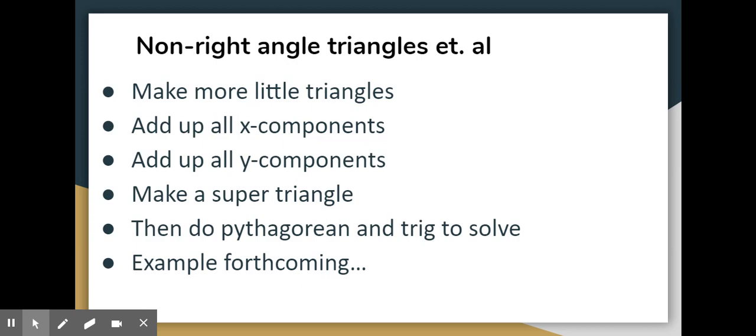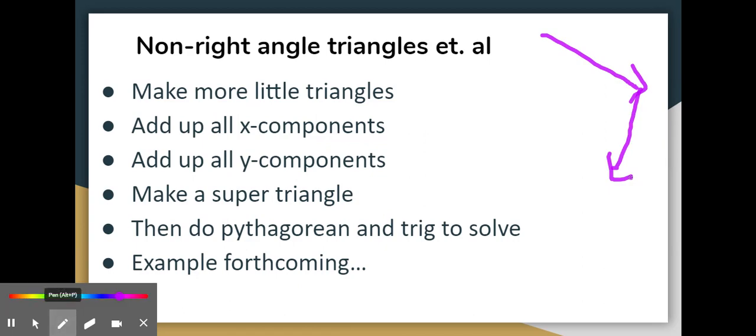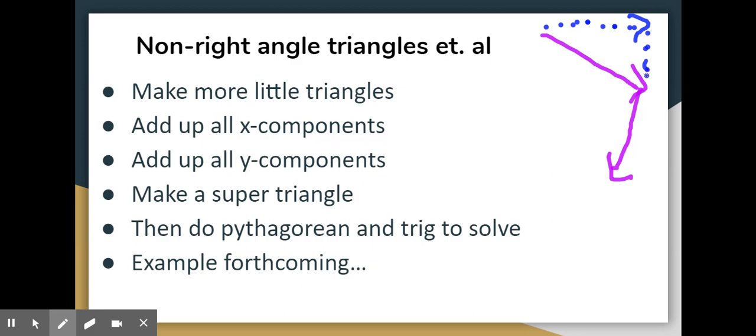Okay. Final note on non-right angle triangles. So say you're working with something that's not a SOHCAHTOA sort of situation. You've got this and maybe you have this. Okay, so these things are both at angles. What you need to do is these are essentially resultants, and you need to break them up into their components. So for this resultant, we would have a component here, and we would have one here. And for this resultant, we have a component here, and we would have one here.